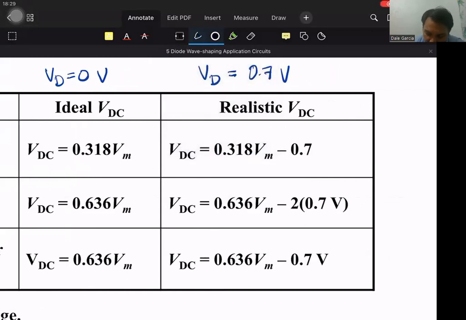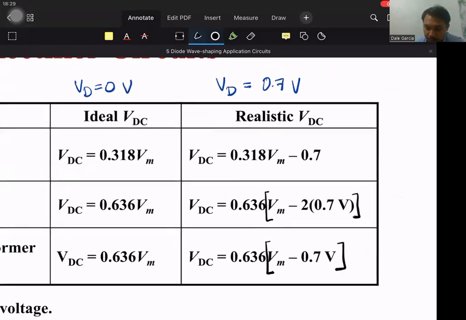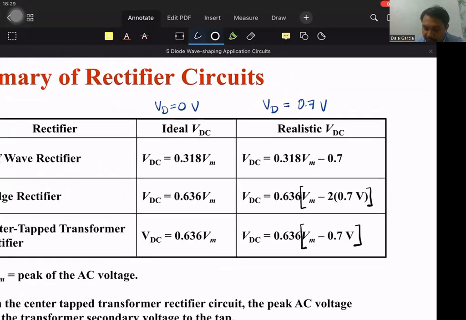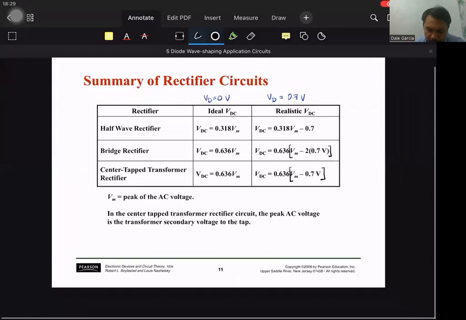I think sayop ni siya, dapat naay bracket diri. Same goes here. So notice naka times 2 ug 0.7 ang sa bridge, ang center tap wala, no? Wala times 2, because duha man ka diode ang i-pass through for each cycle sa bridge. Center tap isa ra. Kung dili, ang correct na formula, dapat naay brackets diha.